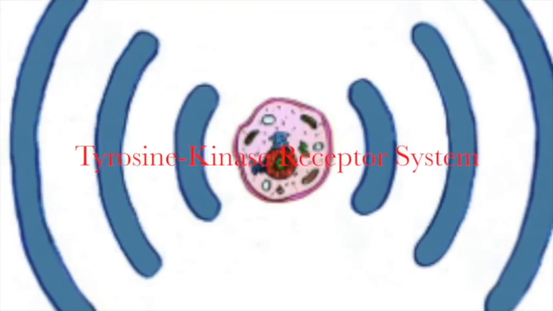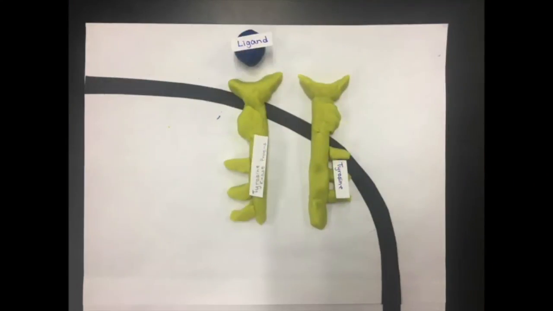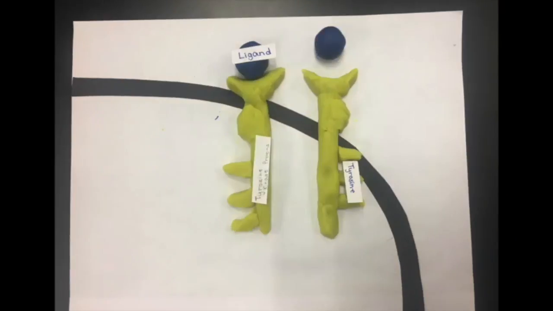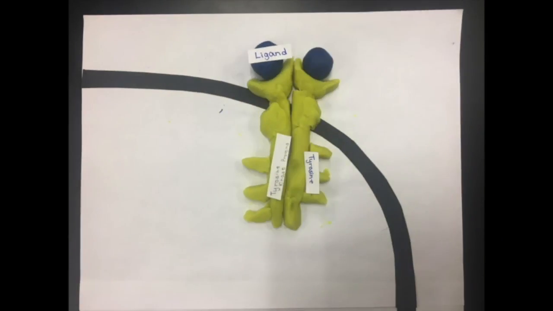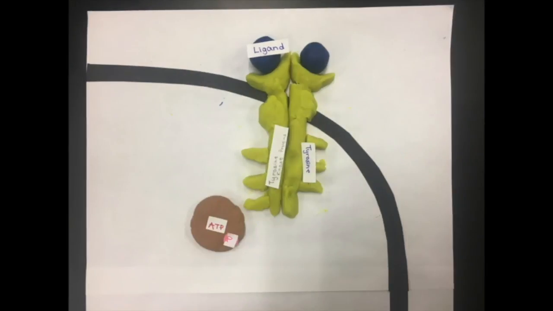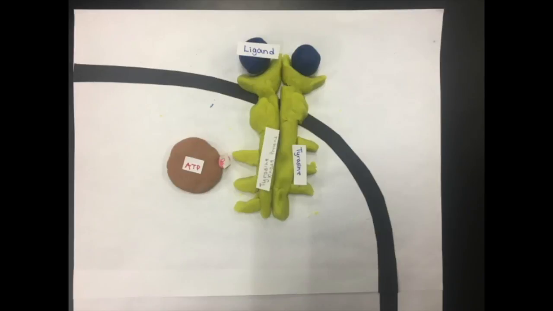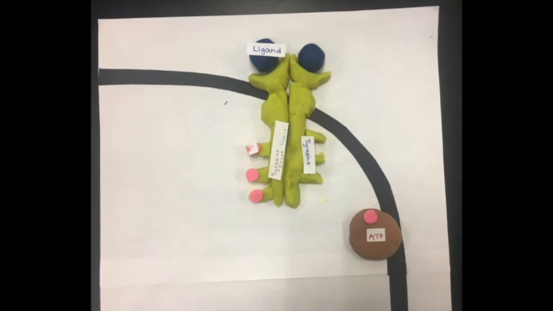Tyrosine kinase receptor system. First, the two signal proteins, also known as ligands, attach to the two receptor tyrosine kinase proteins. Then these proteins or monomers will come together to form an unphosphorylated dimer. Then the ATP will move toward the dimer to attach the phosphates onto the tyrosines, and this process will repeat until all 6 tyrosines have a phosphate.